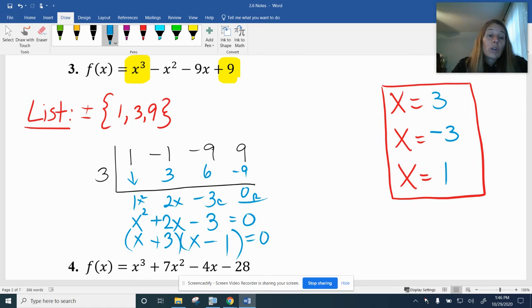Now, even if you started with a different number, like let's say you had started with 1, then you would still have been able to work this out. You would have just ended up factoring it a little bit differently and getting the remaining 2 solutions.